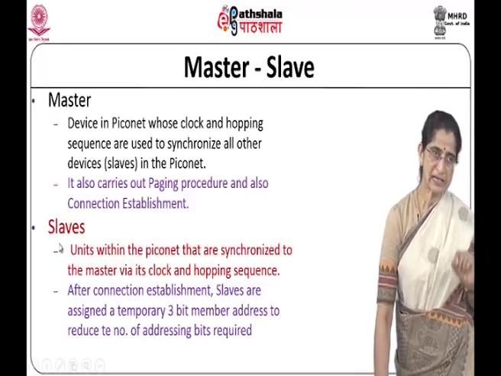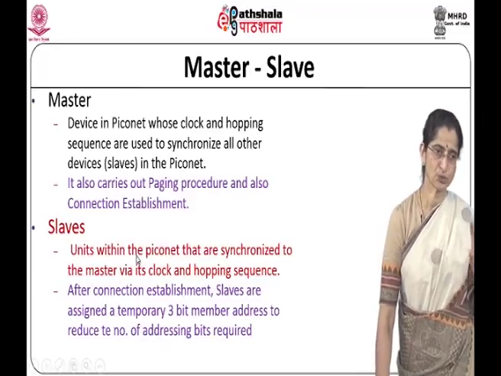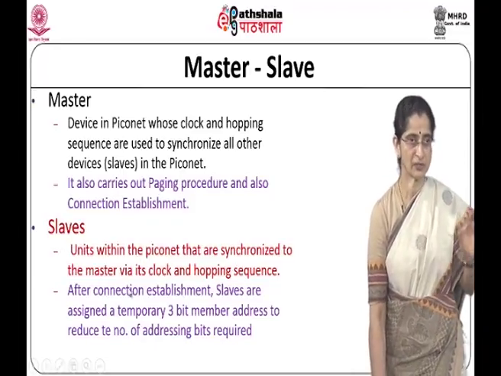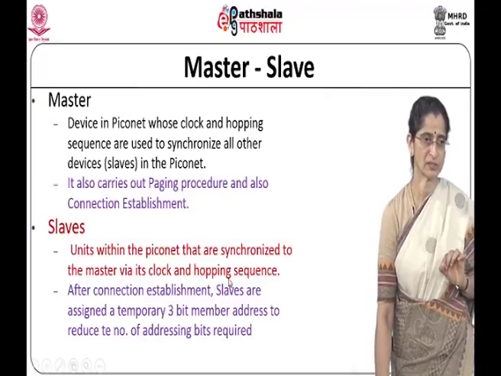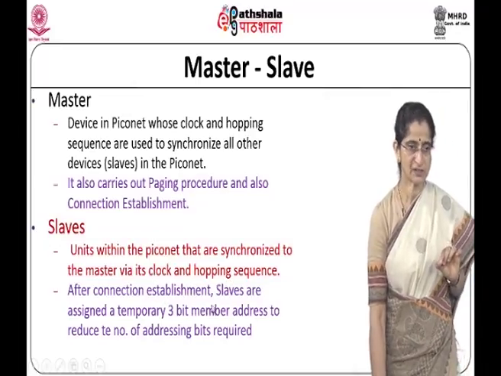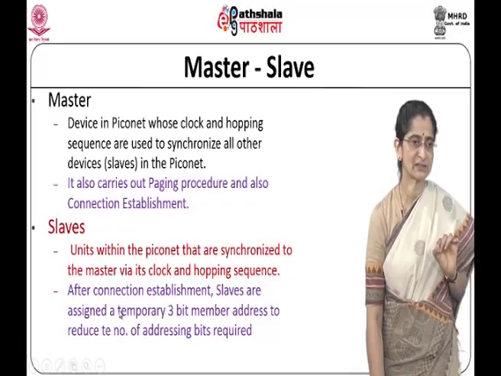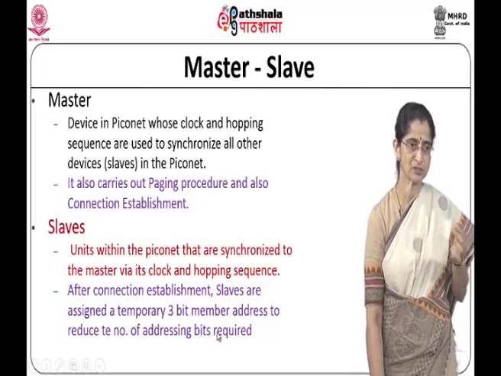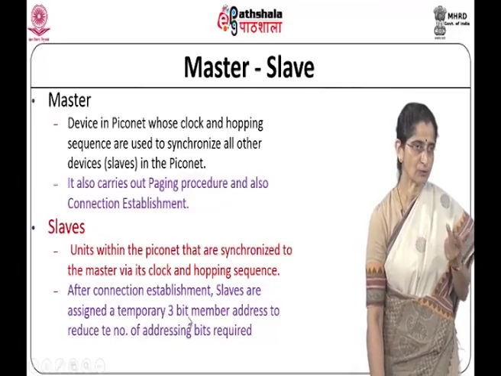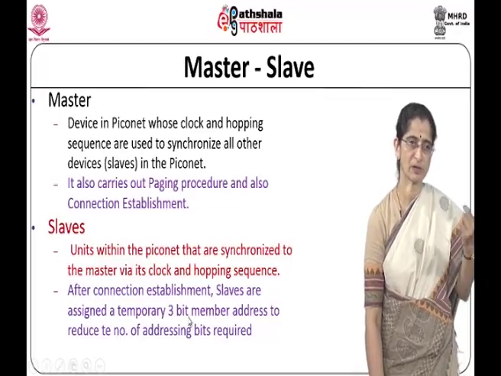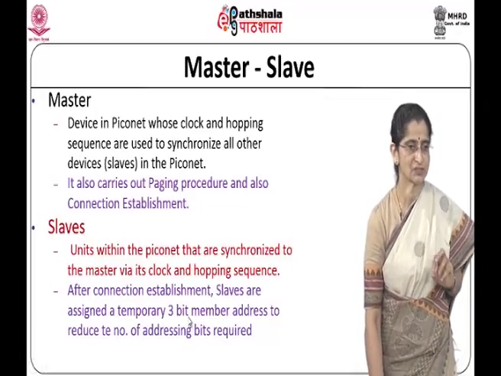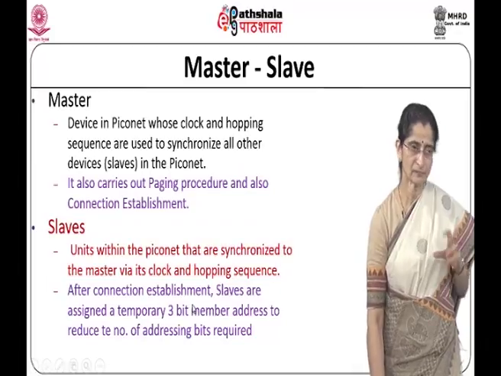Now, the slave devices are defined as those units which are synchronized to the master via the master's clock and hopping sequence, and after connection establishment the slaves are normally assigned a temporary 3-bit number. A 3-bit number means you can go only from 0 to 7, which is why about 7 devices are supported in a piconet.